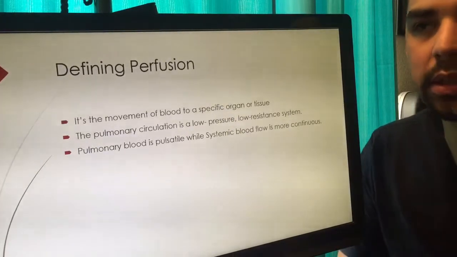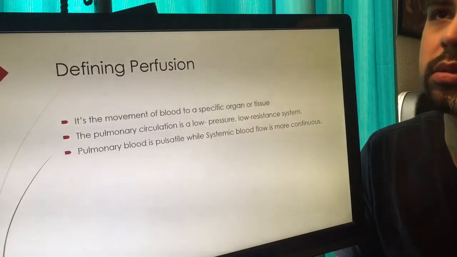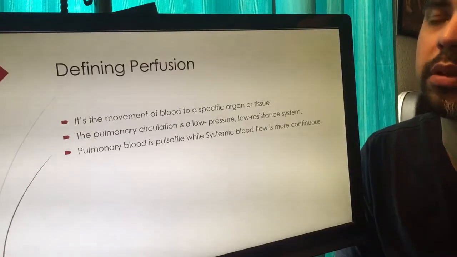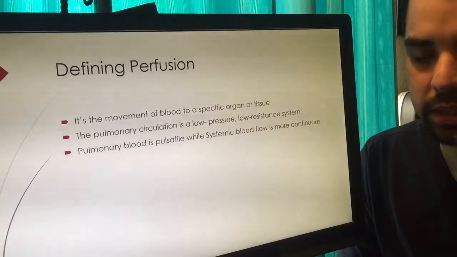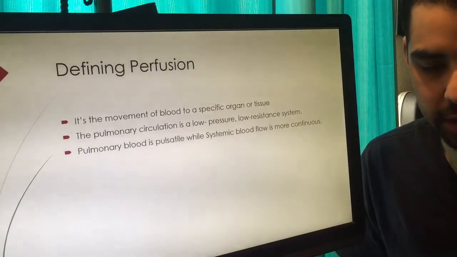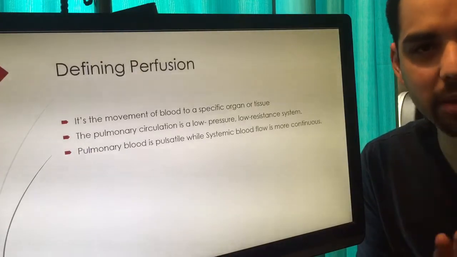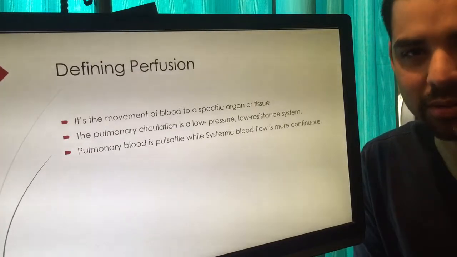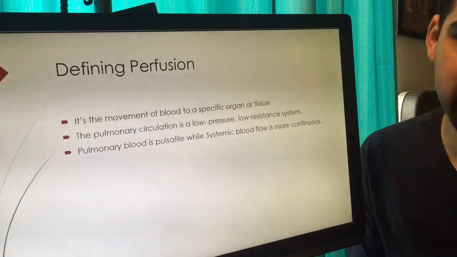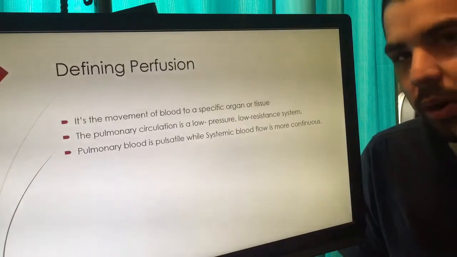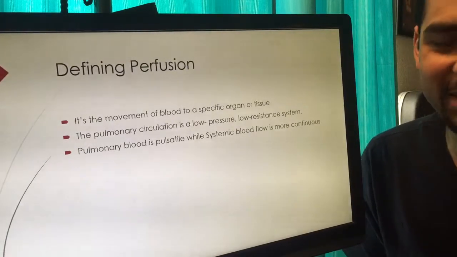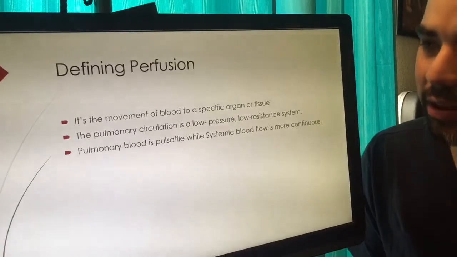And the way I could define pulmonary blood flow circulation through the heart is like this. Check this out. You have to ride a tricycle in order to ride a bicycle. It's kind of like how you've got to crawl before you walk. But that's how I look at it.